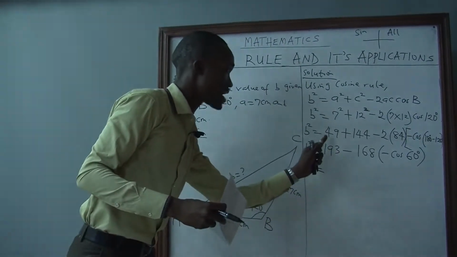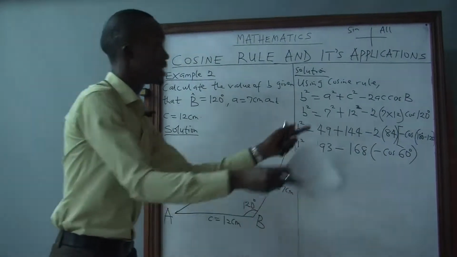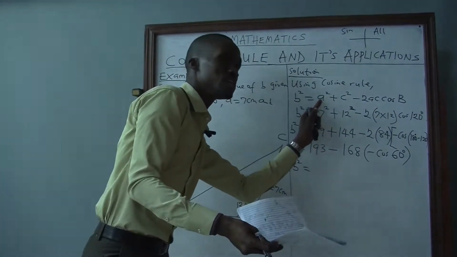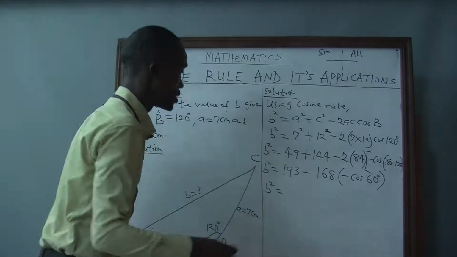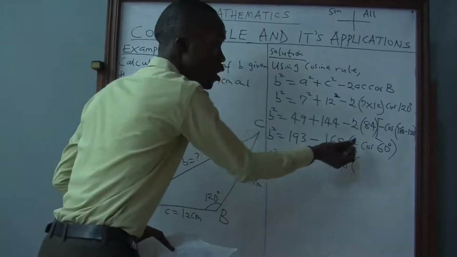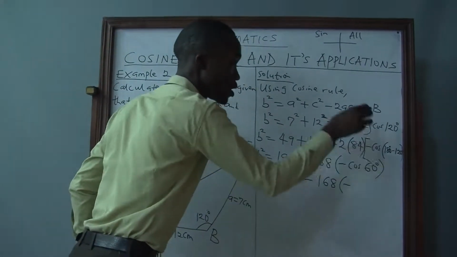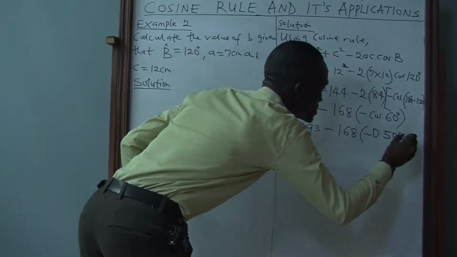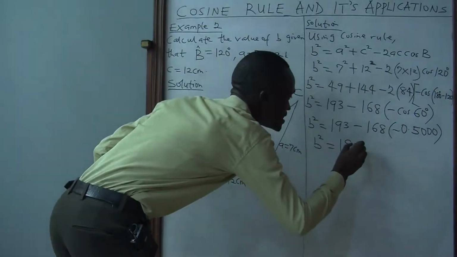193, we obtained it from the addition of a squared plus c squared. A squared plus c squared, they are on their own. Then minus 2ac cos B, they are also on their own. We do this one separately, we do the other one too separately. Then we use the sign that is separating them. So this is 193 minus 168 into minus, if you check cos 60 from our 4-figure table, that is cosine of 60 under 0. That will give us 0.5000.